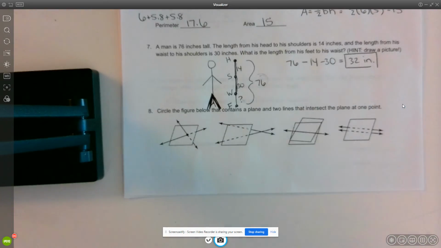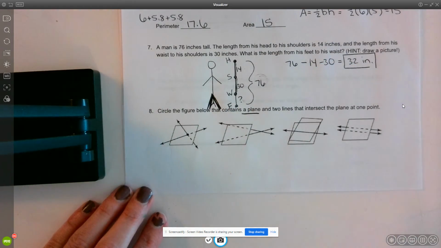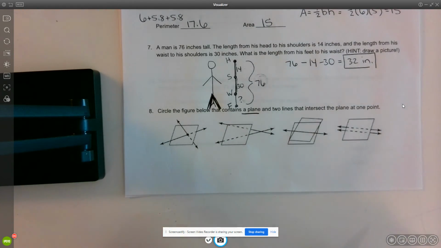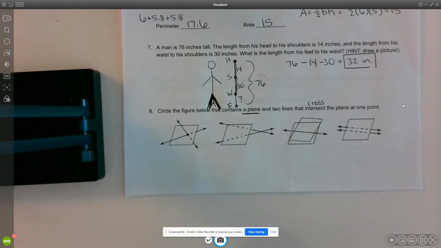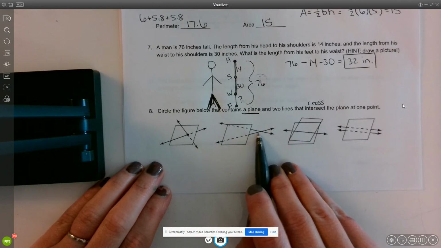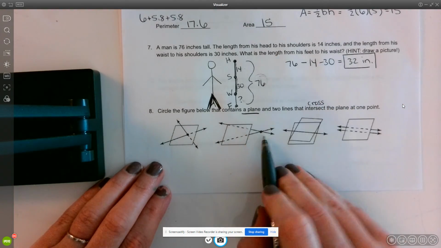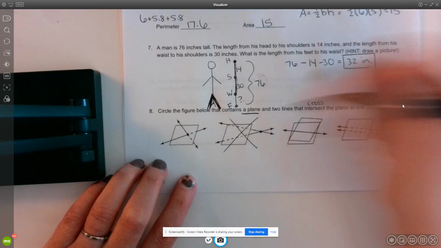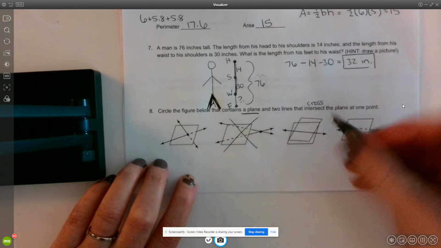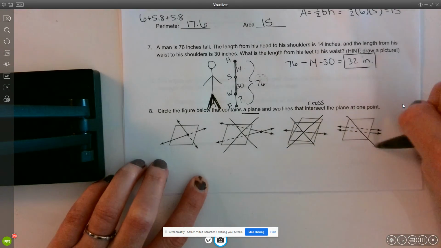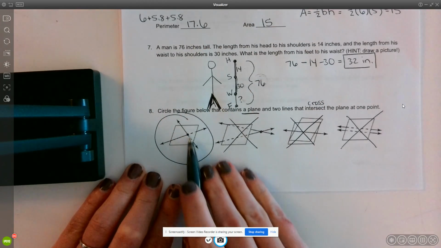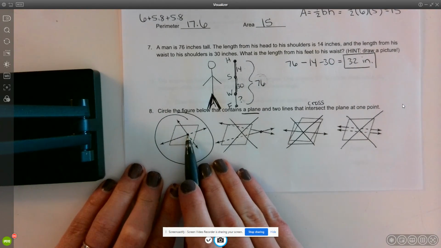And number 8, circle the figure below that contains one plane and 2 lines that intersect or cross the plane at one point. So we're looking for 2 lines that cross on the plane. In this picture, I have my 2 lines intersecting, but where they intersect, that point is not on the plane, so that's not going to work. This picture doesn't even have 2 lines, so that doesn't work. And in this picture, my 2 lines don't intersect at all. So this is the picture where we have 2 lines intersecting the plane at one point.